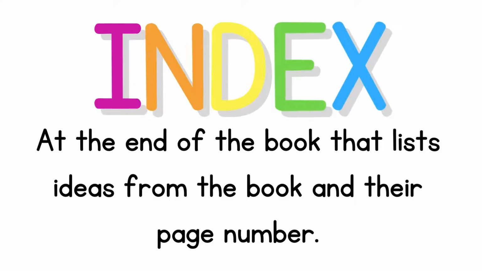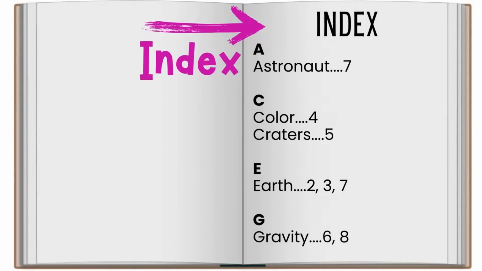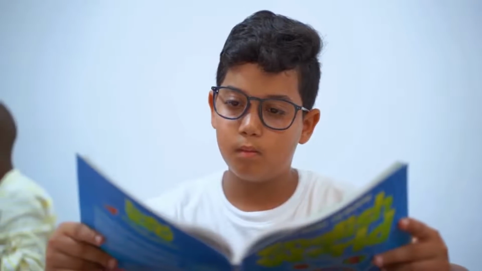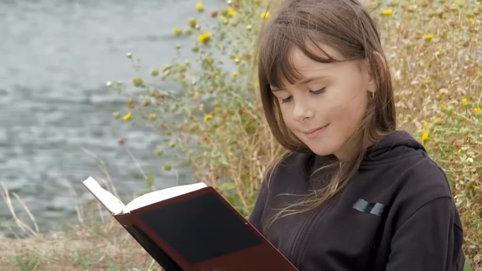The last thing in a nonfiction book is often the index. The index is a nonfiction text feature at the end of the book that lists ideas from the book and their page number. It's always in alphabetical order too. So if I wanted to find information just about gravity on the moon, I could turn to page 6 and 8. It's a little helpful tool that helps you find a certain thing that you might be trying to find in the book. Let's do a little check and see if you can find some of these text features.